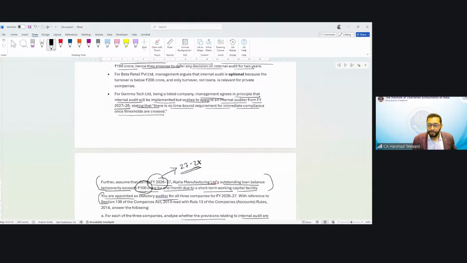Okay. So not only 26-27, but 27-28 also now they have to have the internal audit function. They are satisfying the conditions. So I just wanted to highlight that one particular point. Fine. Any doubt? Any doubt? No, sir. Thank you.